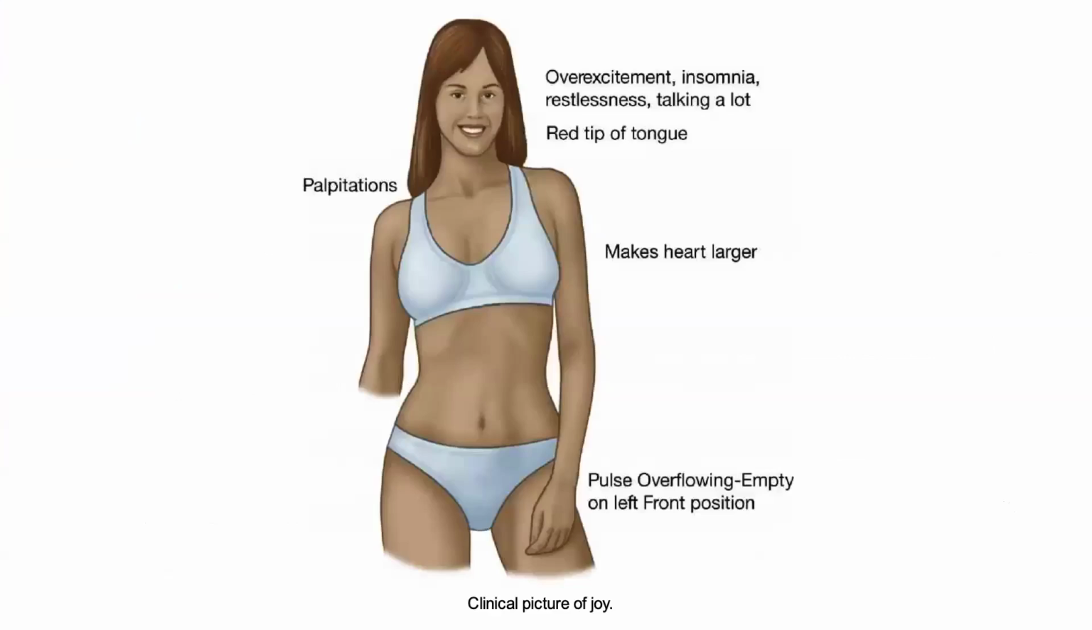Here is a clinical picture of joy. Joy can cause palpitations, overexcitement, insomnia, restlessness, talking a lot. The tongue will have a red tip, and it makes the heart larger. The pulse will be overflowing, empty on the left front position.